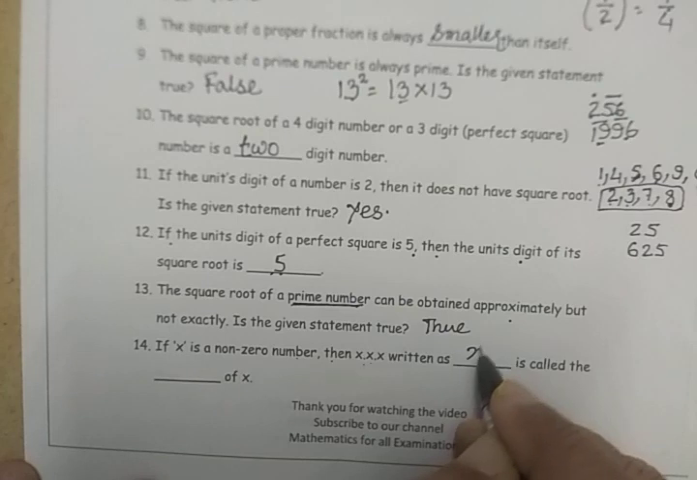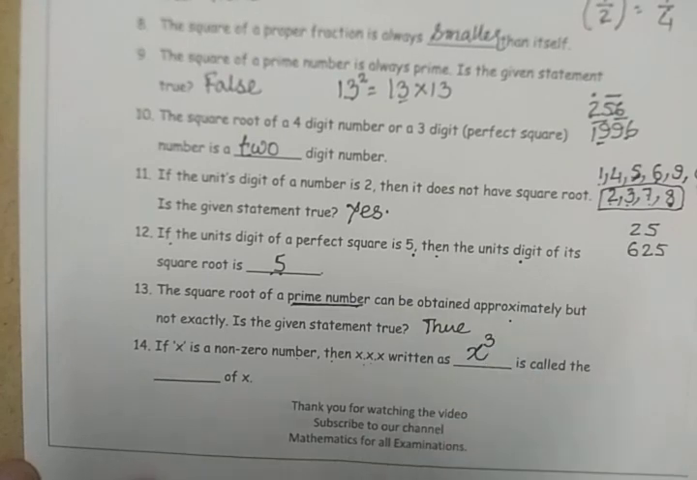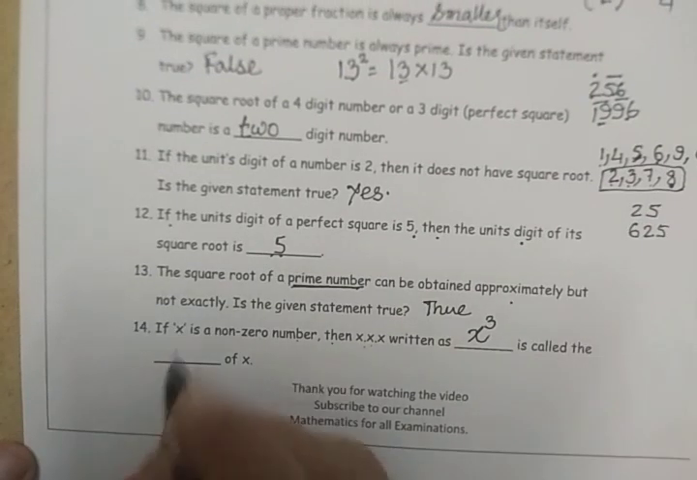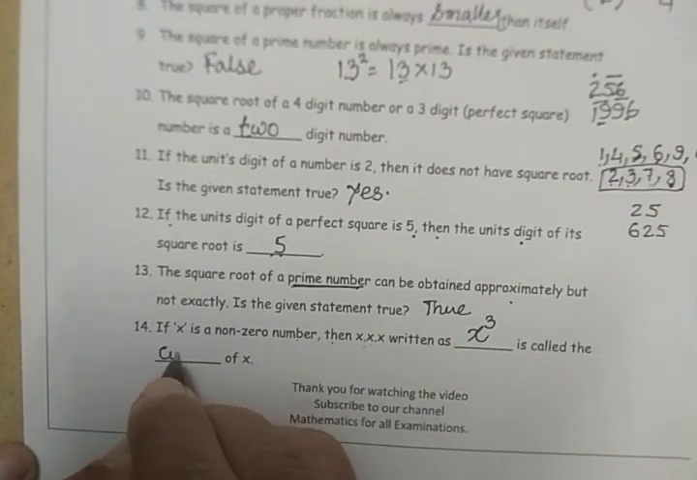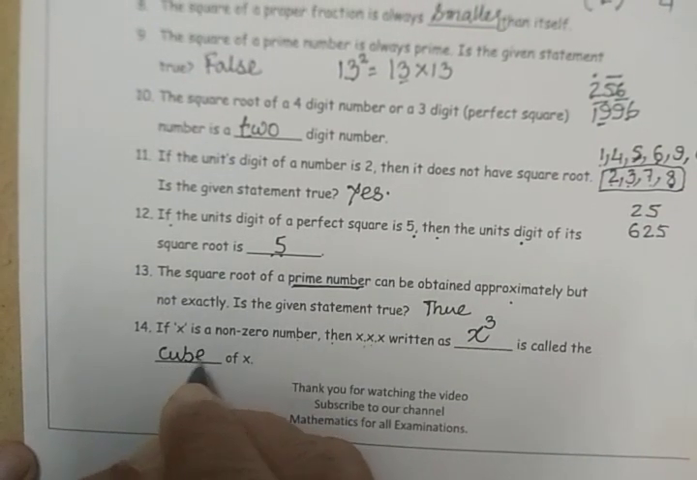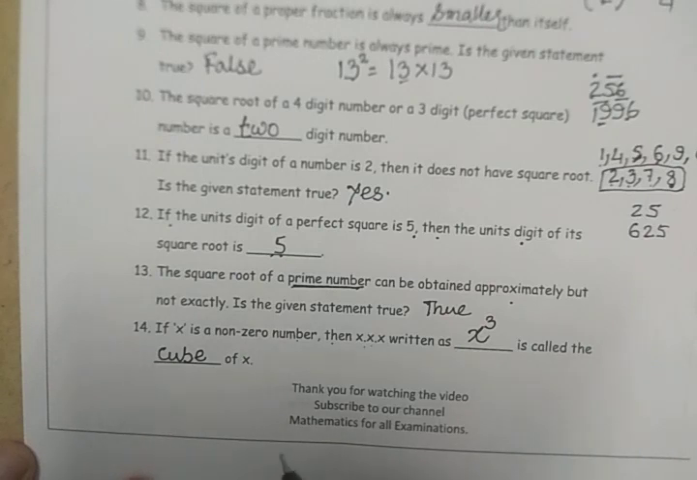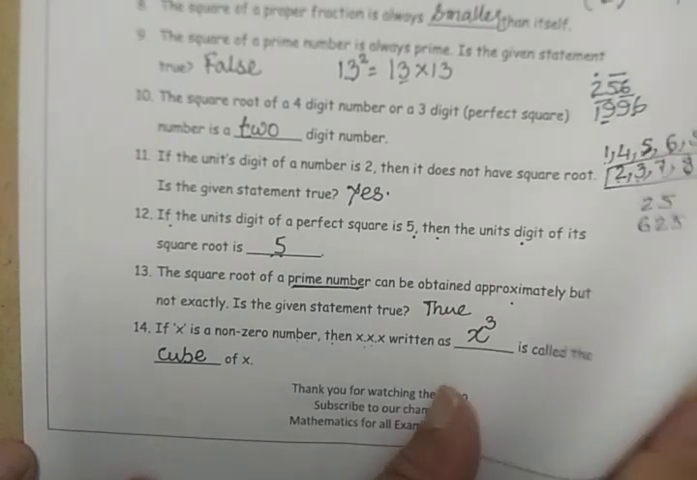Next. If x is a non-zero number, then x into x into x is written as x cube. And it is called the cube of x. What do we call x into x into x? We call it the cube of x. Clear?